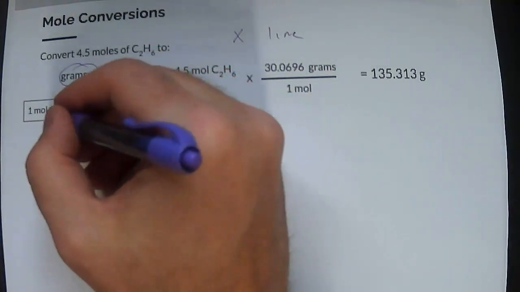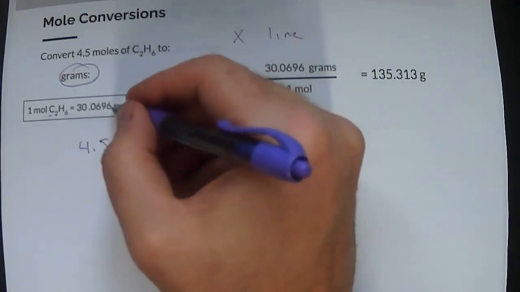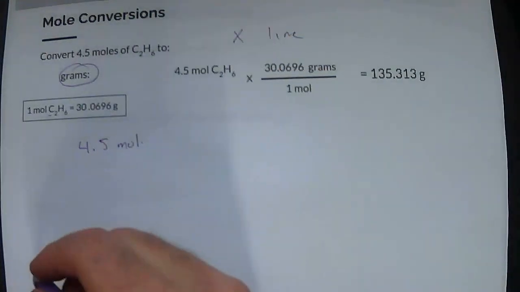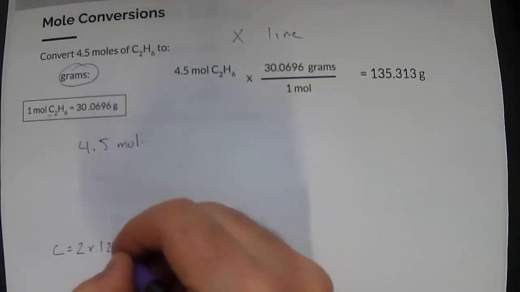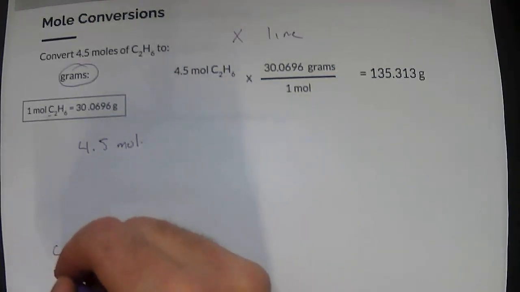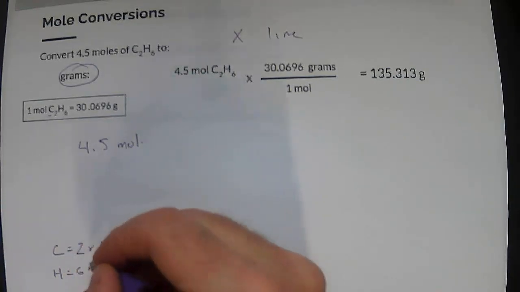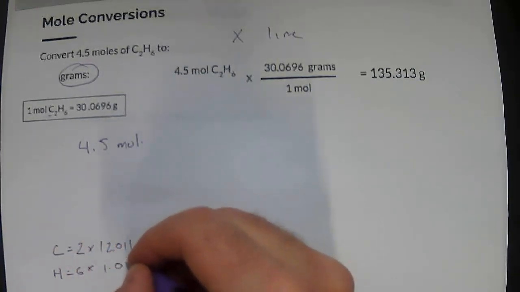And so I give you the molar mass. We could go over here or down here and we could say C is 2 times 12.011. H is 6 times 1.008.